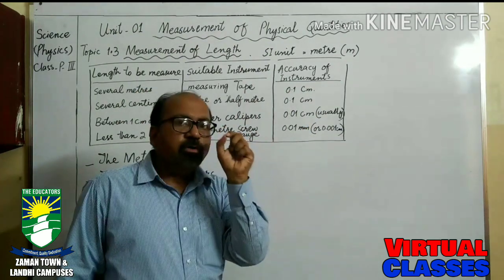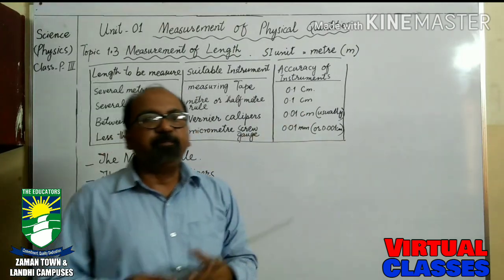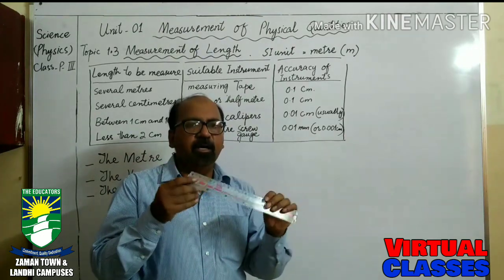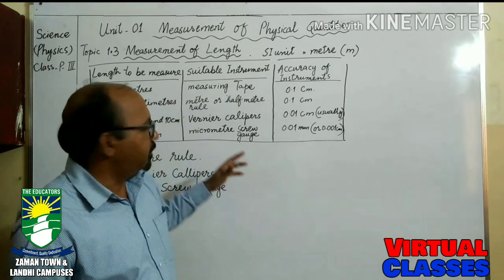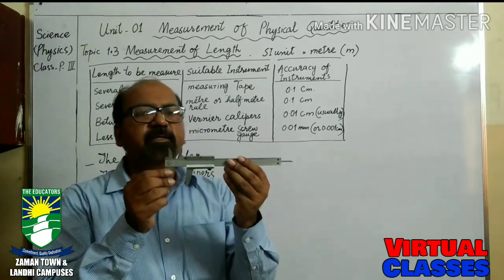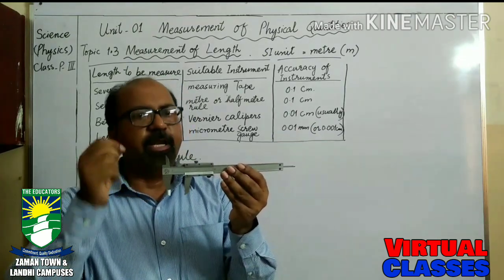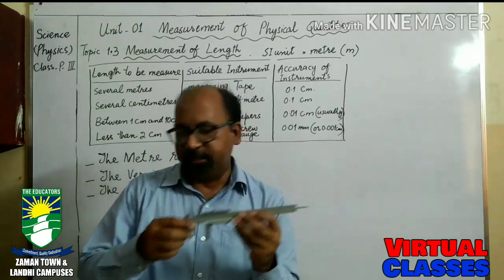That means if things are very small and cannot be measured with a scale or meter rule, then we will use the Vernier caliper. This is the Vernier caliper. I will show you in detail, and I will tell you the parts when we discuss it.